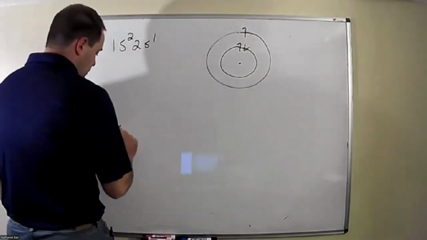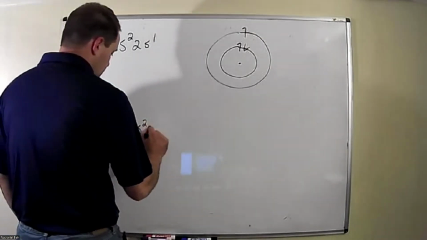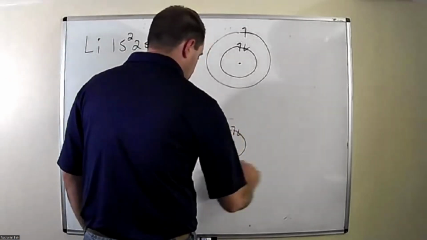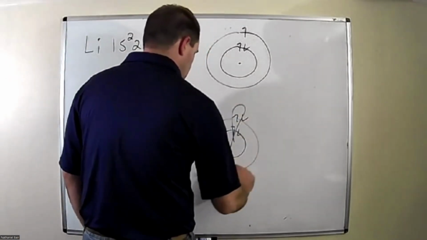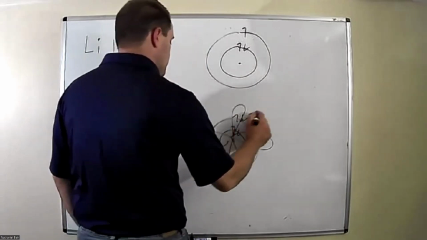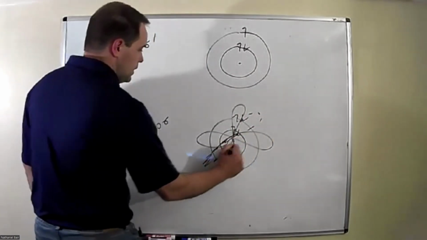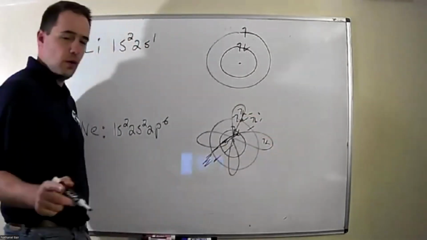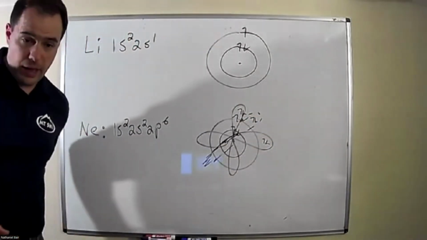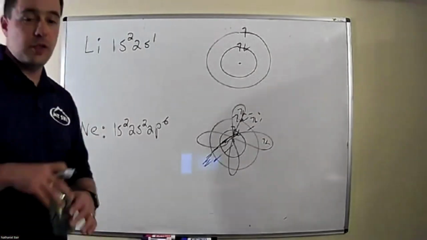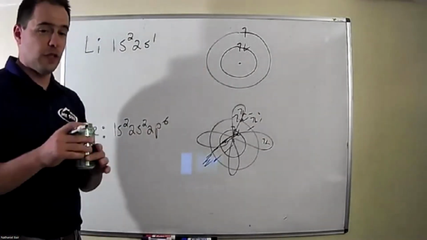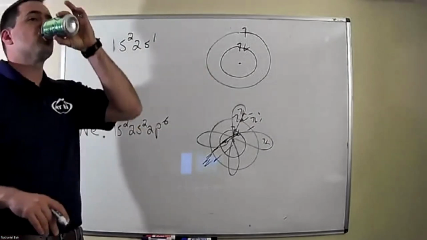Neon, that's going to be a 1s2, 2s2, 2p6. Dot for the nucleus, 1s, 2s, and then you got the 2py, the 2px, and the 2pz. So 1, 2, 3, 4, 5, and 6. Okay. Any questions on that? Now let's try and talk about why this is smaller than that, because at first this makes no sense.